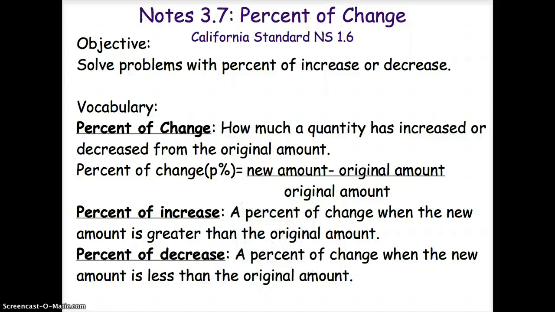Hello class, and welcome to Notes 3.7, Percent of Change. Our California standard for today is NS 1.6. Don't forget to write that standard down. Our objective is to solve problems with percent of increase or decrease.